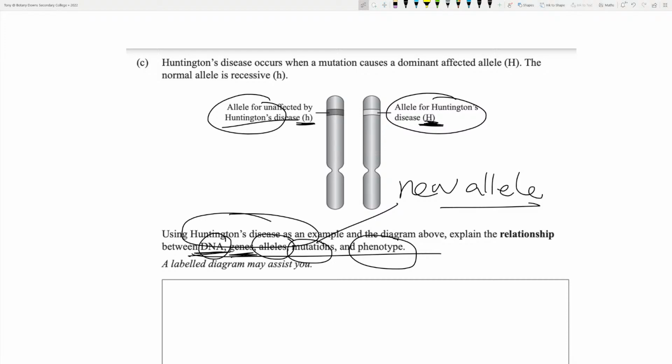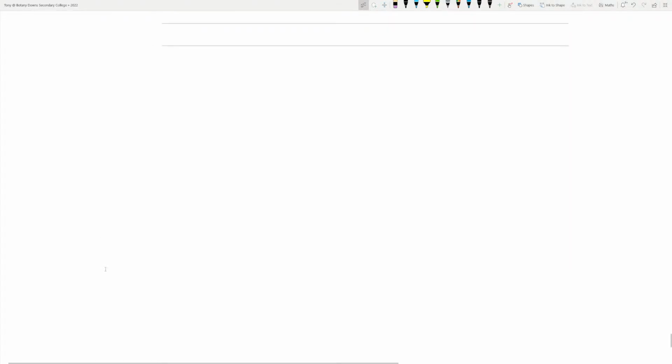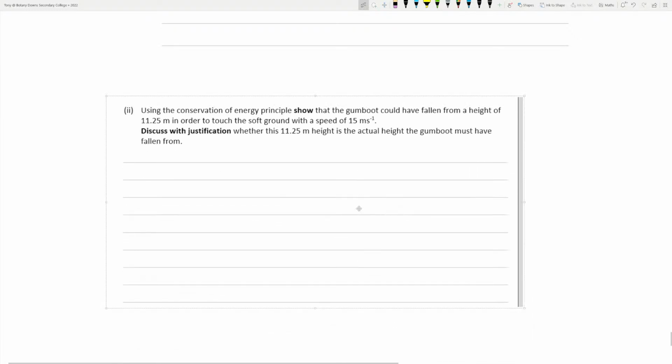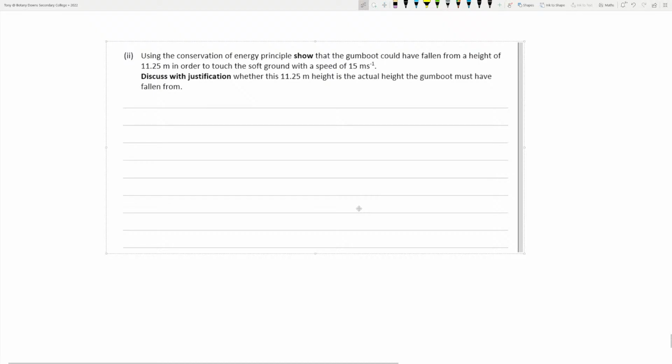Anyone else sending me stuff? How do you solve this? So I'll put the question on here, copy image, paste image. Right, use the conservation of energy to show the gumboot.